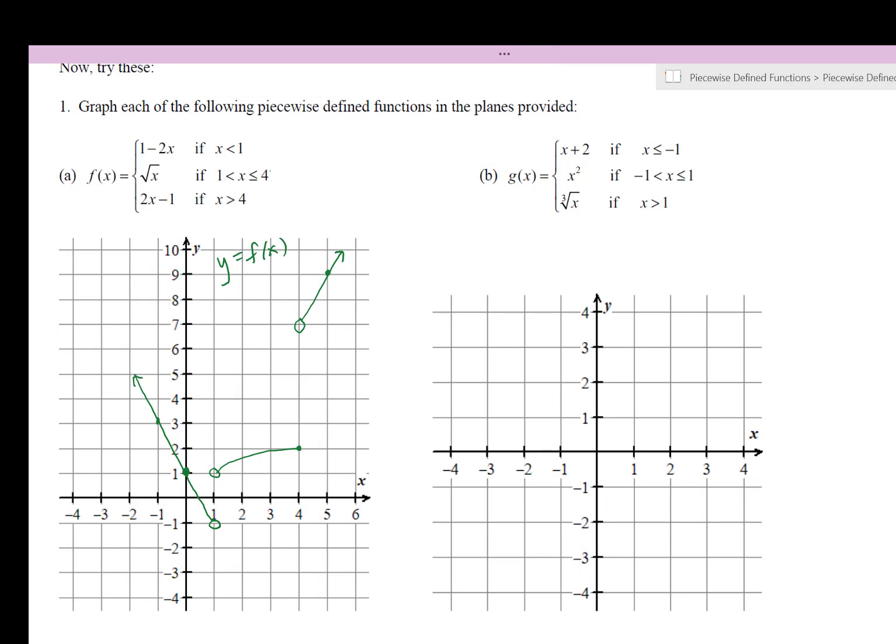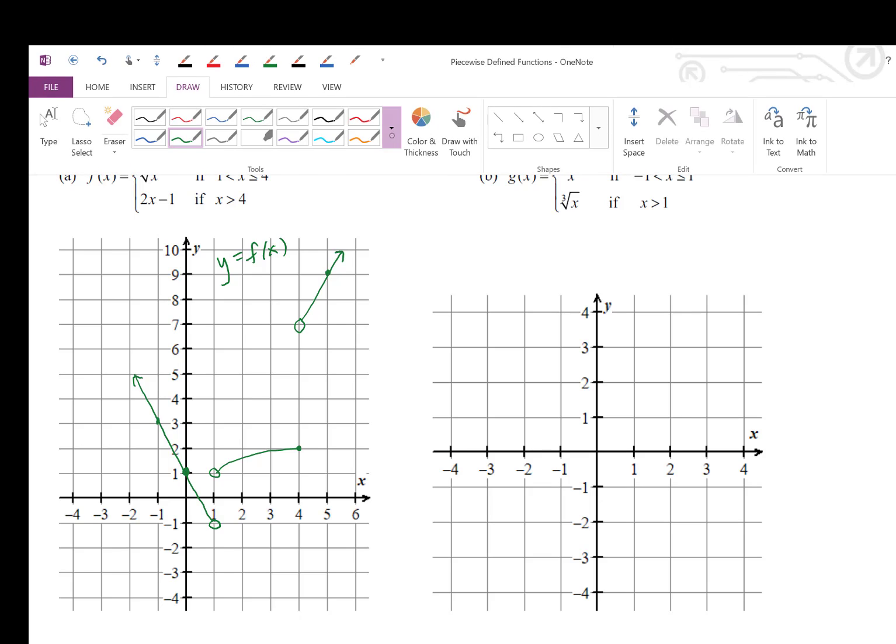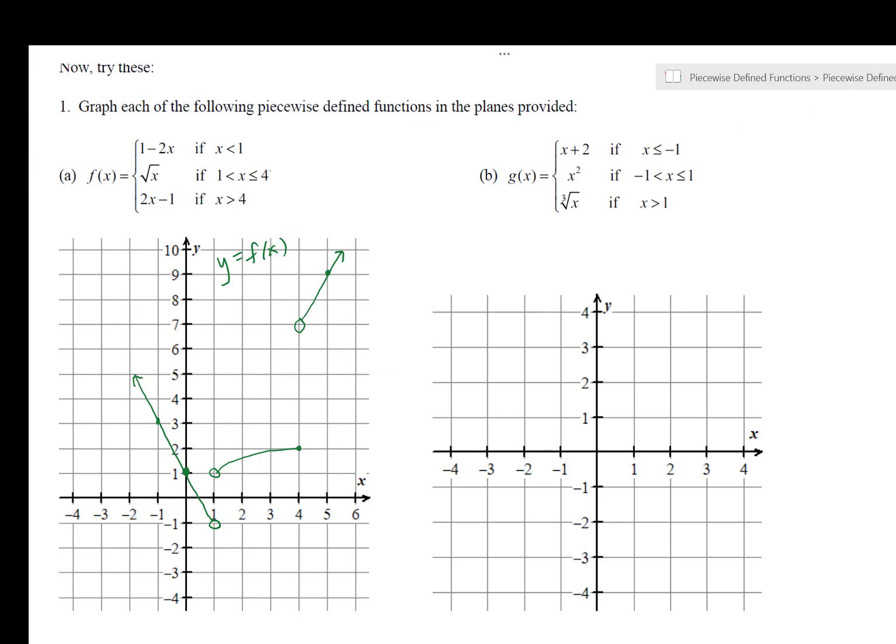Finally, we'll pick one last color here. How about pink? g of x. We've got three different rules: x plus 2 if x is less than or equal to negative 1, x squared for values of x between negative 1 and less than or equal to 1, and finally cube root x if x is bigger than 1.